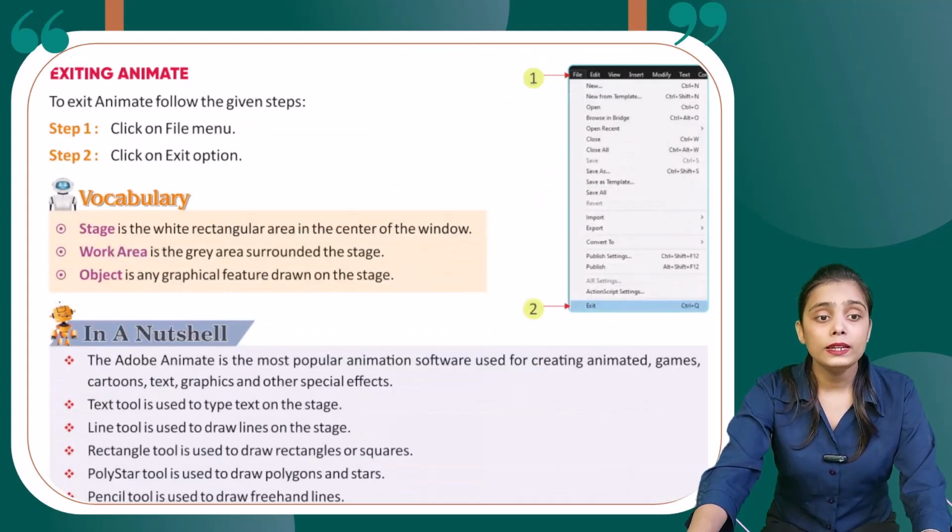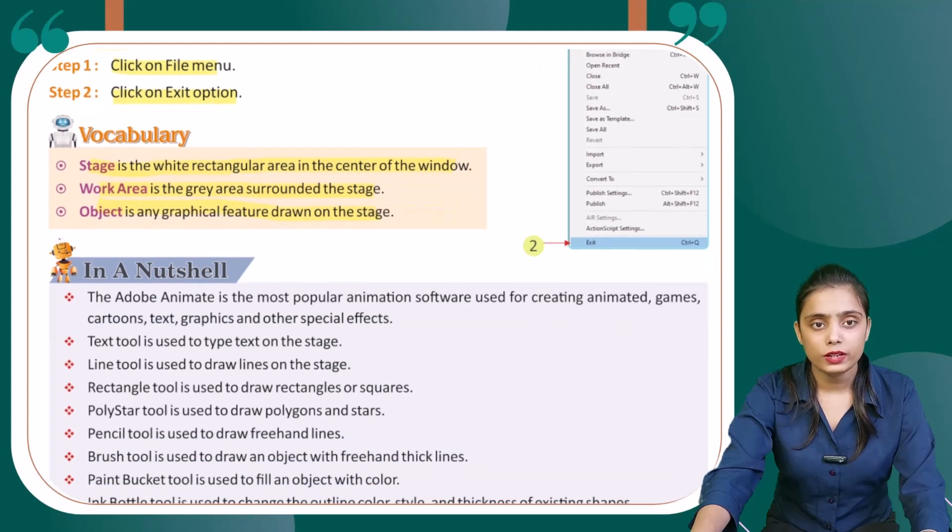Now let's see exiting animate. To exit animate, follow the given step. Click on the file menu and click on exit option. आपका जो application है वो बंद हो जाएगा. Let's see the vocabulary. Stage is the white rectangular area in the center of the window. Work area is the gray area surrounding the stage and object is any graphical feature drawn on the stage. Clear?